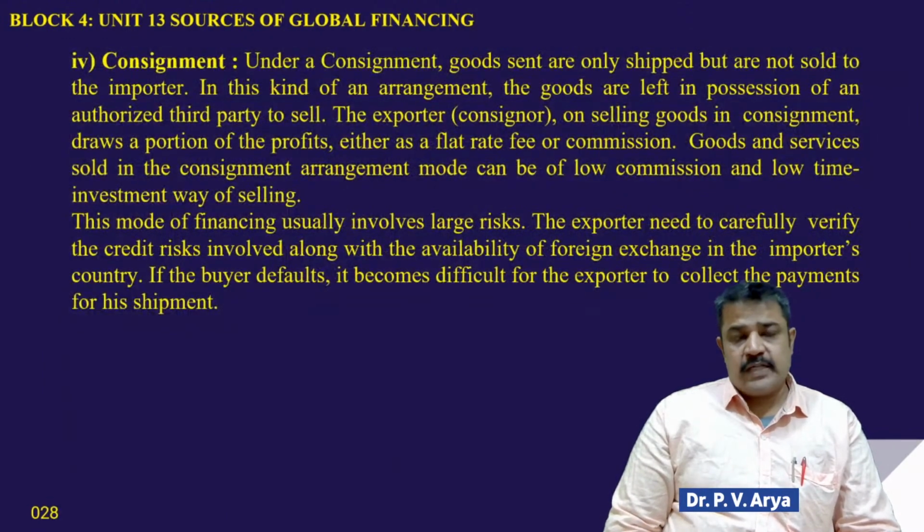Well, the fourth one is the consignment. Under the consignment, goods sent are only shipped but are not sold to the importer. In this kind of arrangement, the goods are left in possession of an authorized third party to sell. Well, the exporter, on selling goods in consignment, draws a portion of the profits, either as a fee or a commission. Well, goods and services sold in the consignment arrangement mode can be a low commission and low time investment way of selling.